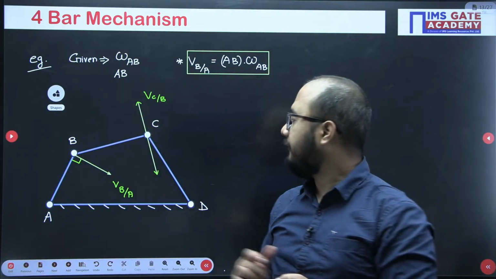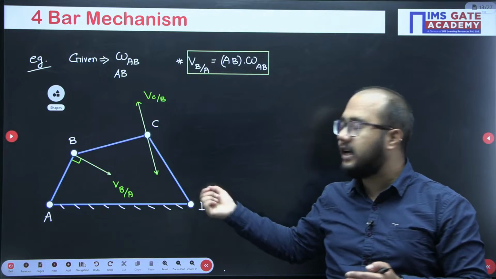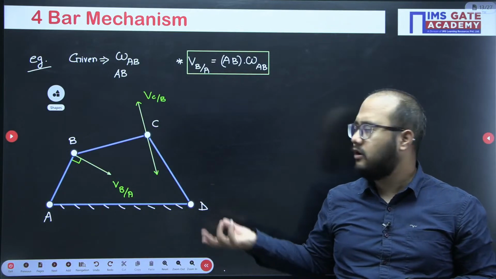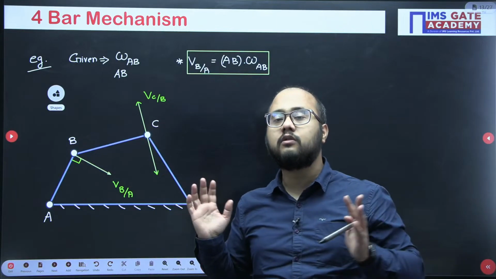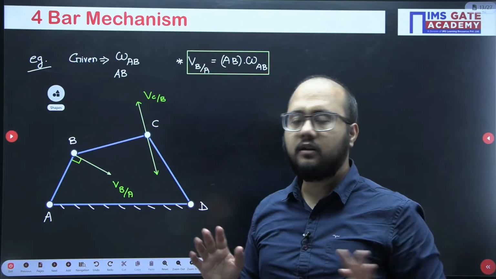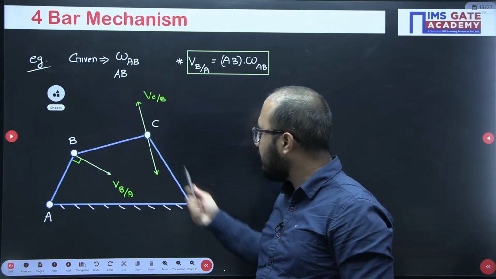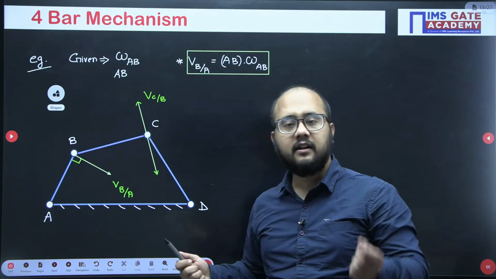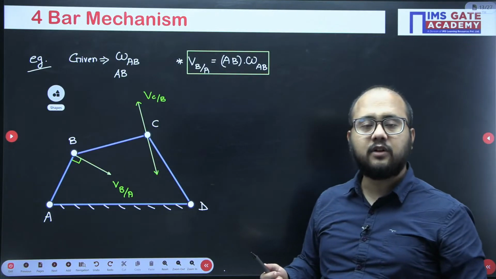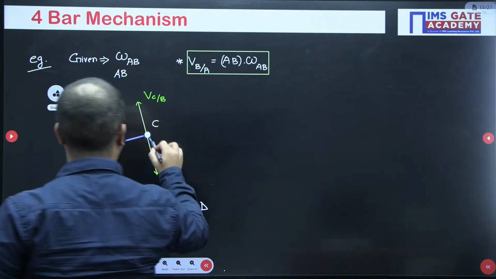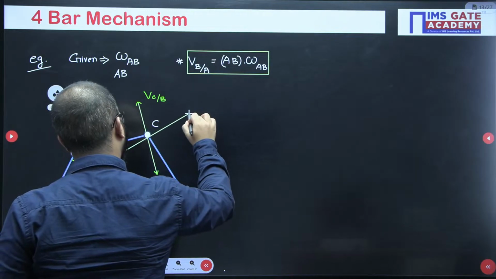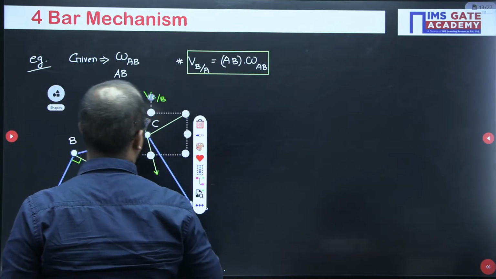Again, if I observe point C with respect to D, it will be rotation because all are turning pairs. Turning pair always allows only rotation. So point C will be under rotation with respect to D. Again, velocity vector C with respect to D will be perpendicular to link CD. So draw the velocity vector accordingly. Like this it will be there.